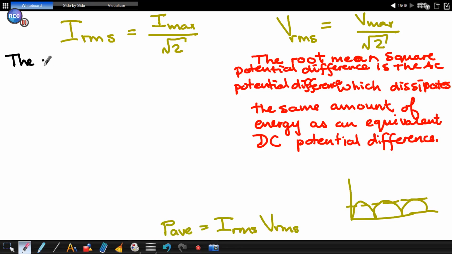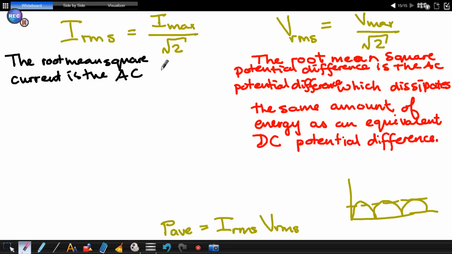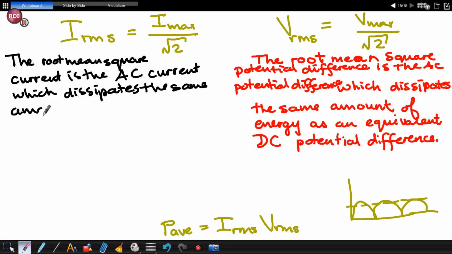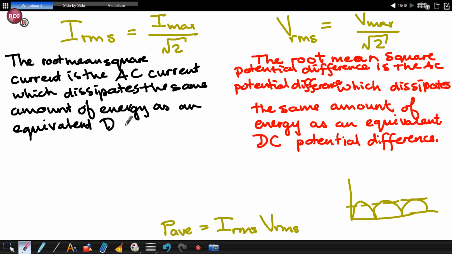The root mean square current is the AC current which dissipates the same amount of energy as an equivalent DC current.